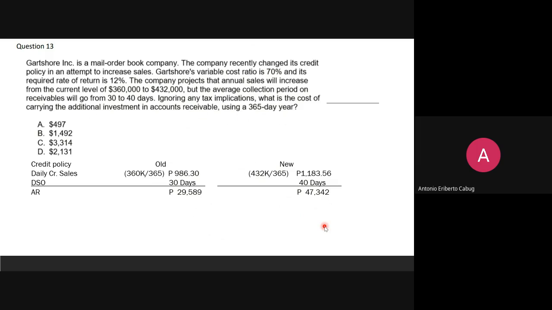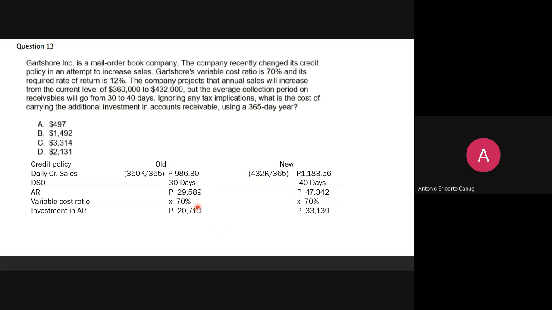Magkano ang puhunan natin sa AR na yan? Multiply them by the variable cost ratio. And then there you go. Under the old system, it was 20,712. Yan yung pinuhunan mo para magkaroon ng 29,589 na AR. You have spent 20,712. Kasi yung AR na yan, at sales price yan, no? Yung investment in AR, yan yung at cost.